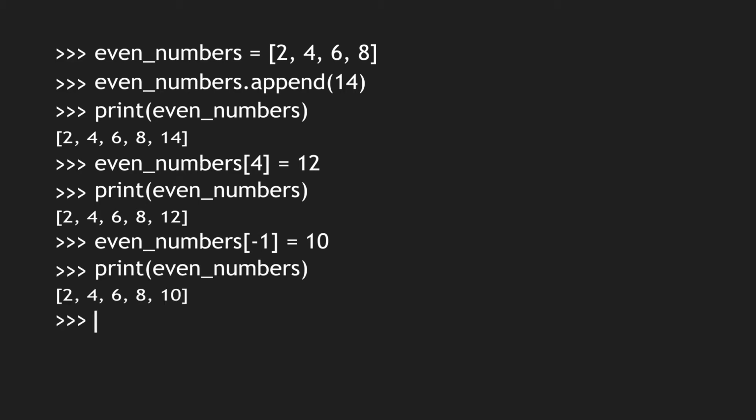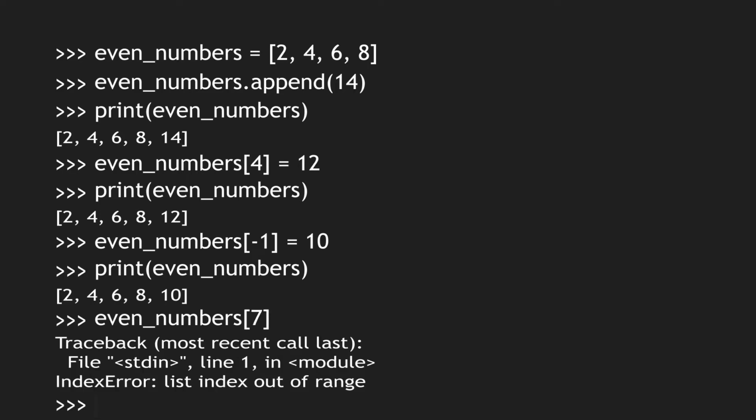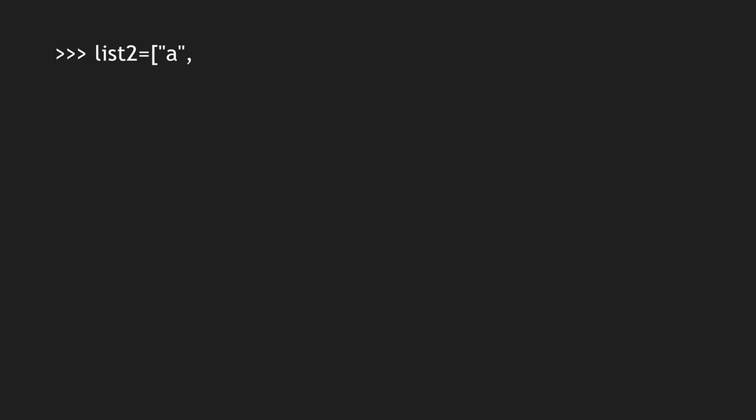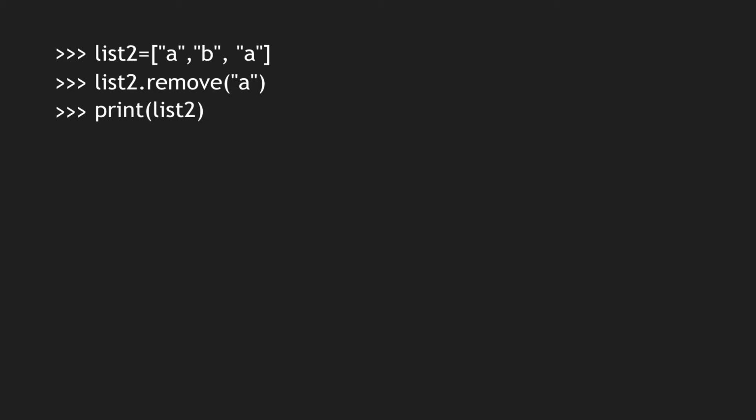A negative index starts counting from the end. If you give an index that is not available in your collection, you will get an error. You can remove the first occurrence of an object from a list. Use the remove method. In this case, if I want to remove the first occurrence of A, I say list2 remove A. If I print, I see I only have B and A.